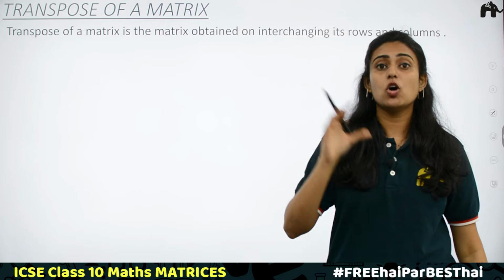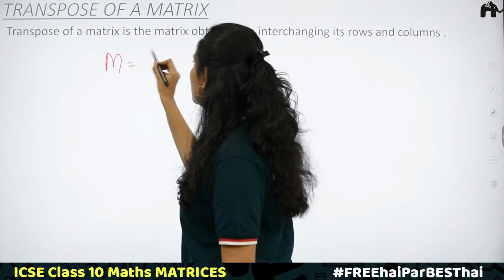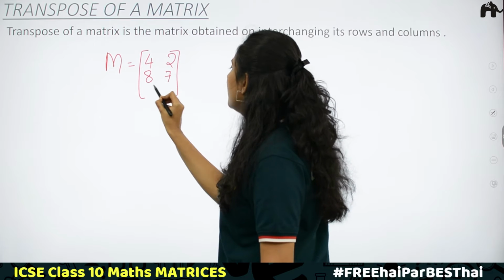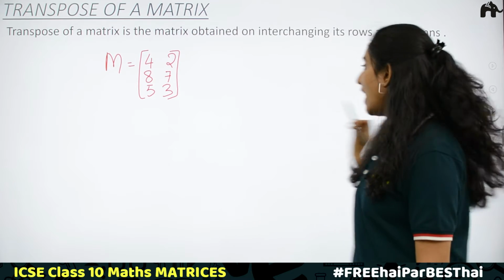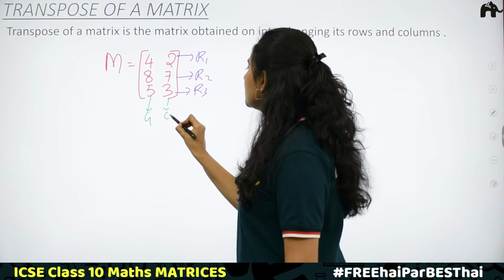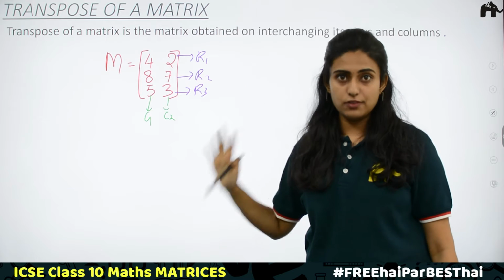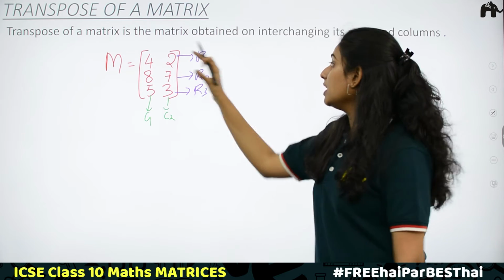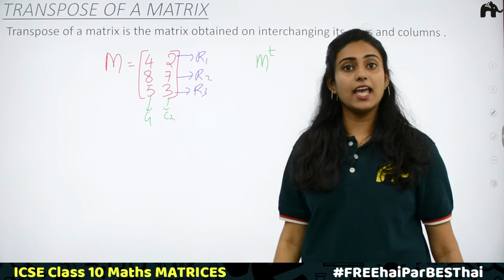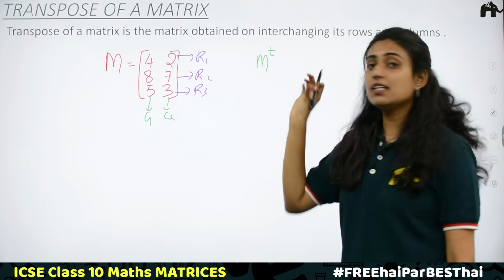Now, we are going to study what the transpose of a matrix is. Take our previous example, M is equal to 4, 2, 8, 7, 5, 3. Here we have R1, R2, R3, C1, C2: 3 rows and 2 columns. To find the transpose of a matrix, we interchange the rows and columns. The transpose matrix is represented as M raised to T, M transpose. This is how you represent the transpose matrix.